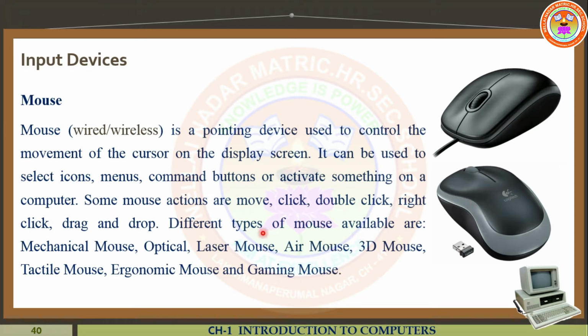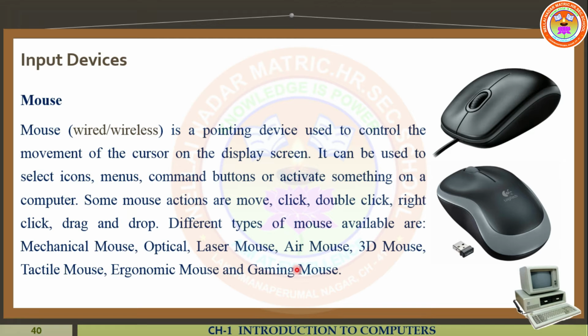Just like there are different types of keyboards, here also we have different types of mice. Number one, mechanical mouse. Number two, optical mouse. Number three, laser mouse. Number four, air mouse. Number five, three-dimensional mouse, that is 3D mouse. Number six, tactile mouse. Number seven, ergonomic mouse. And number eight, gaming mouse. These are the different types of mice.